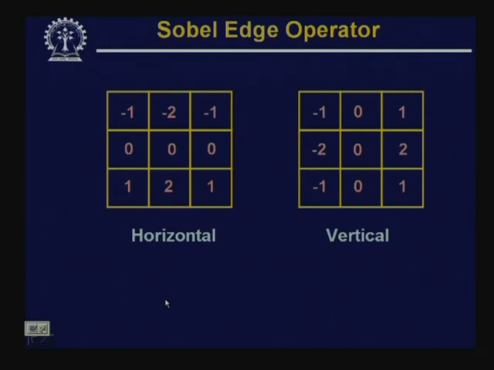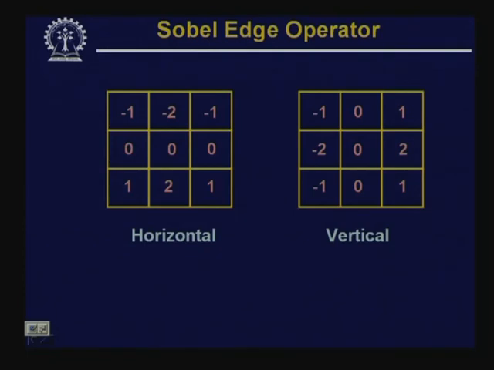Here again we have two different masks. One mask is responsible for computation of horizontal edges, the other is responsible for computation of vertical edges. If you compare the Prewitt edge operator and the Sobel edge operator, you find that the Sobel edge operator gives an averaging effect over the image. Because of this averaging effect, the effect of spurious noise in the image is taken care of to some extent by the Sobel operator, but it is not taken care of by the Prewitt operator.